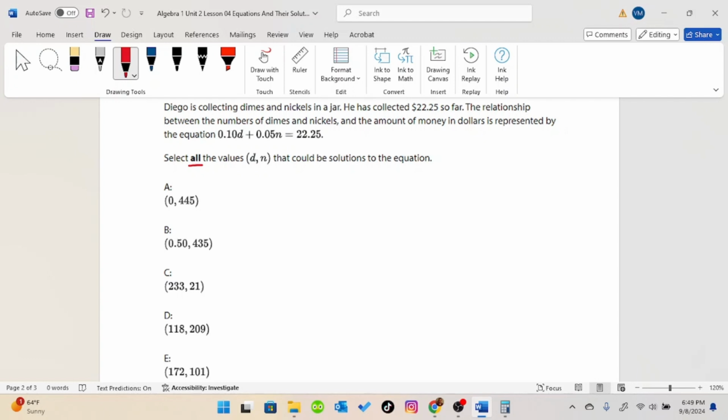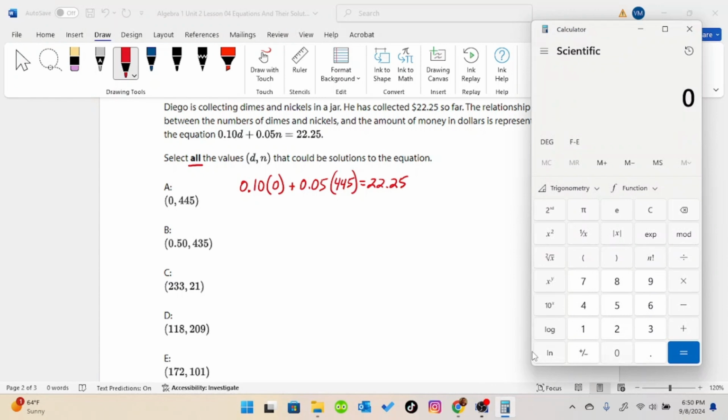So first, we're going to have 0.10 times 0 plus 0.05 times 445. Now anything times 0 is 0. And 0.05 times 445 equals 22.25.